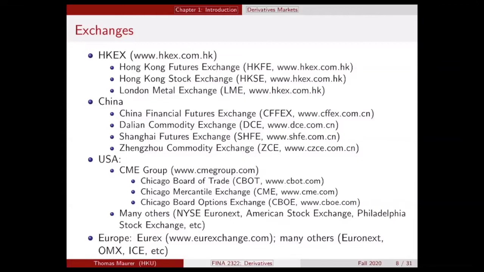In the US, really the biggest one is the CME Group, which includes the Chicago Board of Trade, the Chicago Mercantile Exchange, and the Chicago Board Options Exchange. However, you also have many other exchanges in the US. So you have, for example, the New York Stock Exchange, which includes derivative trades. You have the American Stock Exchange, the Philadelphia Stock Exchange, and so forth.